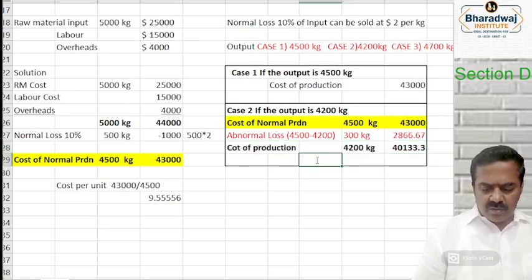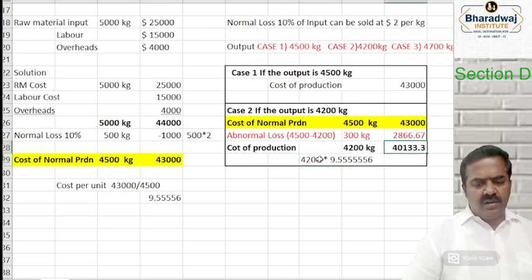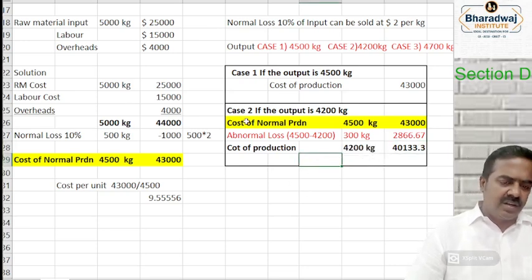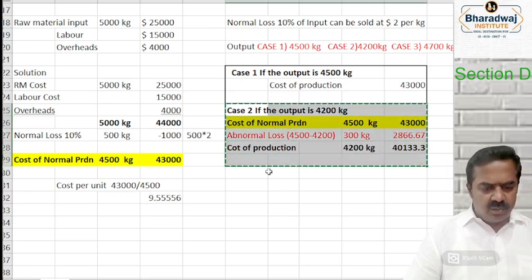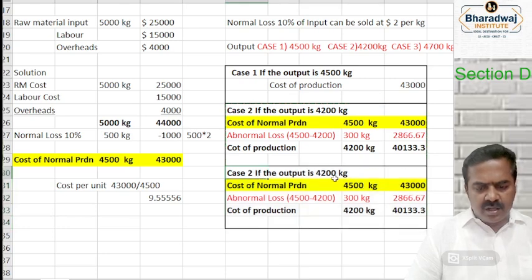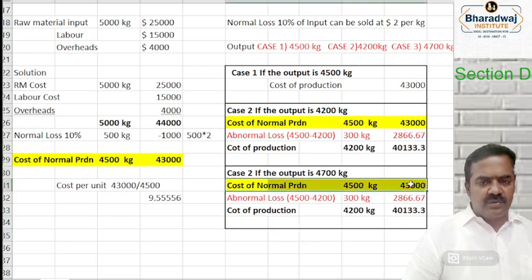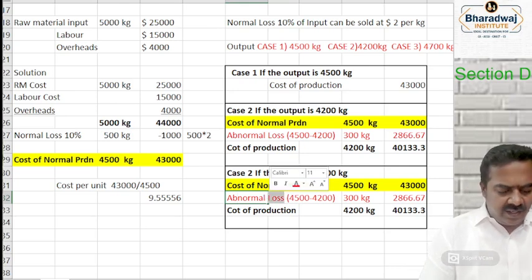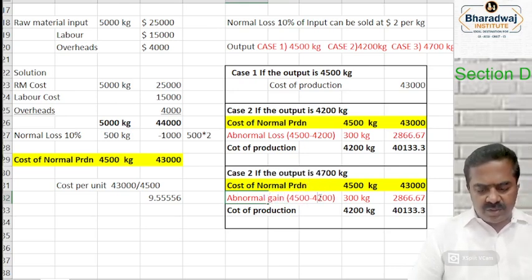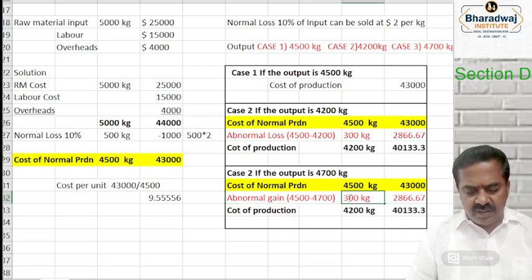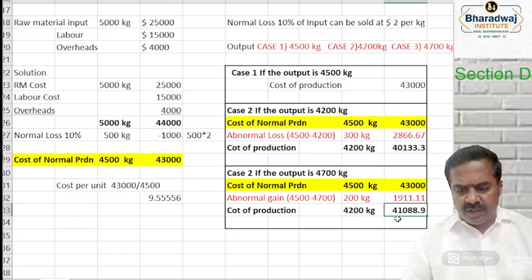You can even do this: 4,200 into 9.555556, if you multiply, you will get it. So whatever is normal only will be charged to the customer. Next one. If the output is 4,700 kg, expected is 4,500. There is an abnormal gain here. We got an extra 200 kg. That also will be valued. Gain or loss, you take it to the P&L account.